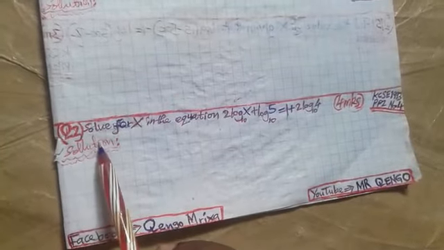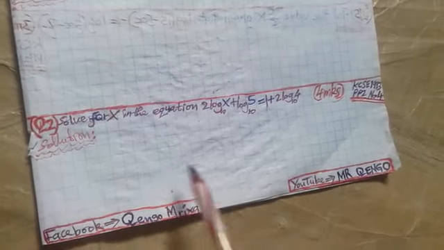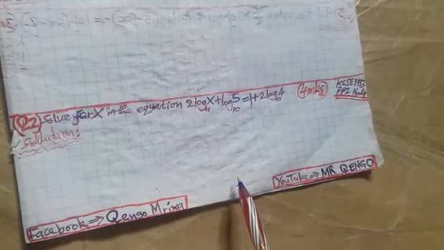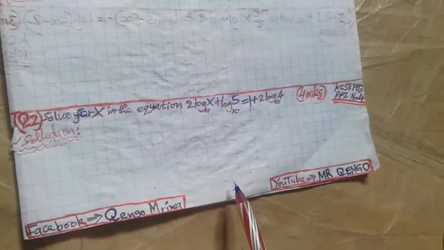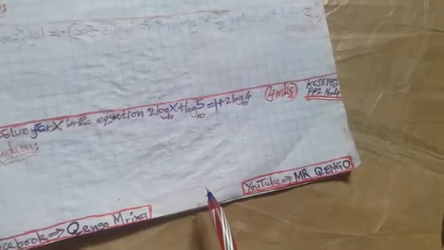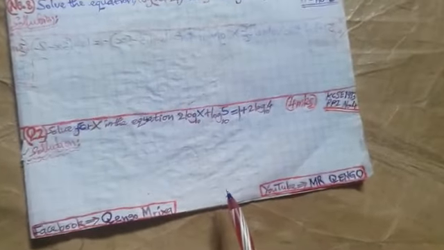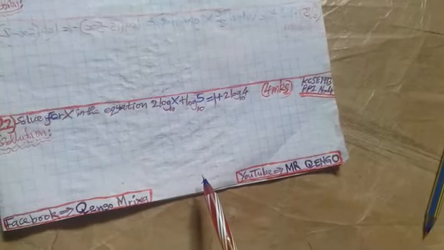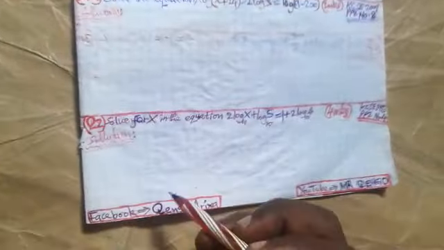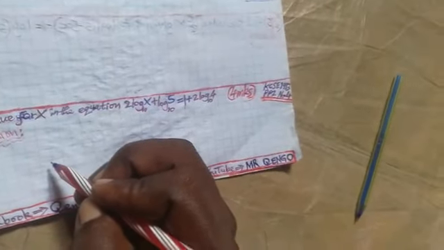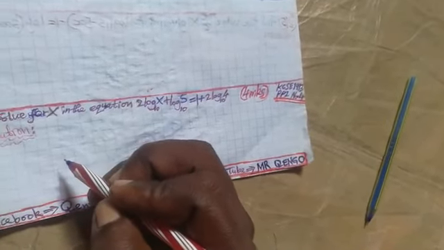The question says solve x in the equation 2 log x plus log 5 is equal to 1 plus 2 log 4. This is 4 marks, a KCSE question of the year 1993, paper 2, question number 4. Okay, for this question, solution.